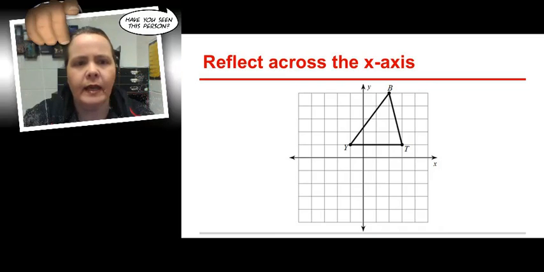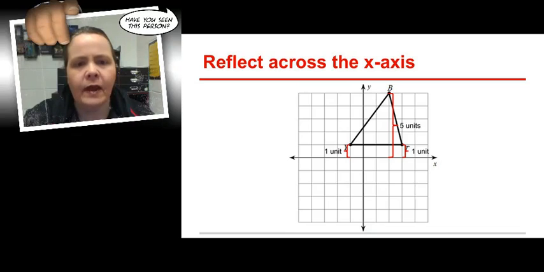So we need to create images of each one of these points that are the vertices of this triangle that are the same distance from the x-axis, but on the other side of the x-axis. So here if we look at point T, point T is 1 unit from the x-axis, and so then I need to find the distance of all the other points from the x-axis. So here I look, point B is 5 units, and point Y is 1 unit.